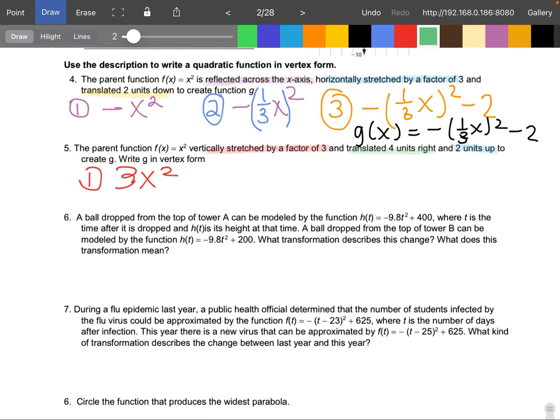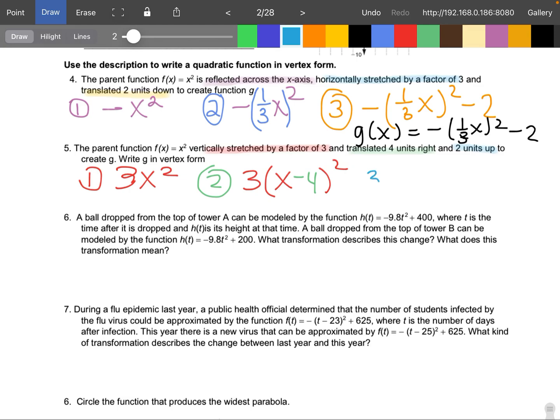The second part, it wants me to go 4 units right. Well, going right, that's a horizontal, so I know it's going to be in parentheses. So now I have 3 parentheses, x squared. To go right, you have to do the opposite. Horizontal is always in parentheses, do the opposite. So it's going to be minus 4. So I carried my factor of 3 from the first, and then I have to do minus 4 in parentheses to go right.